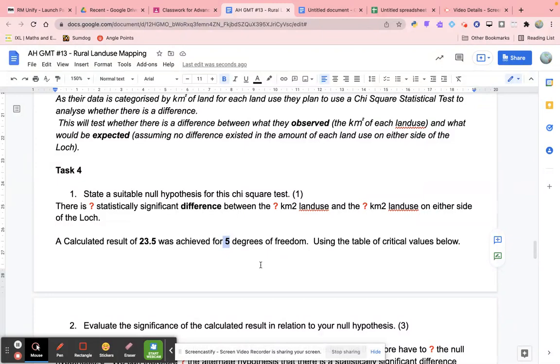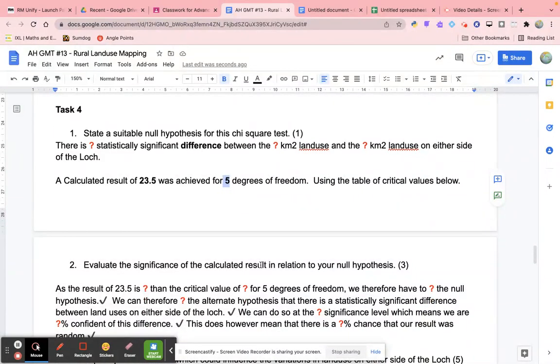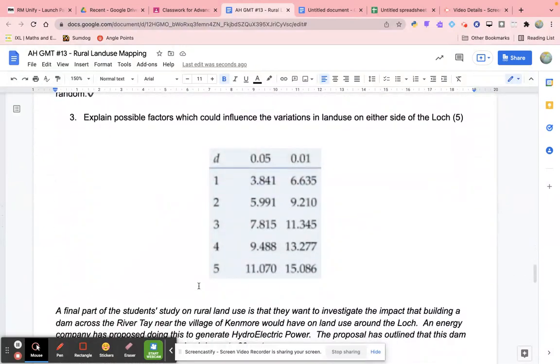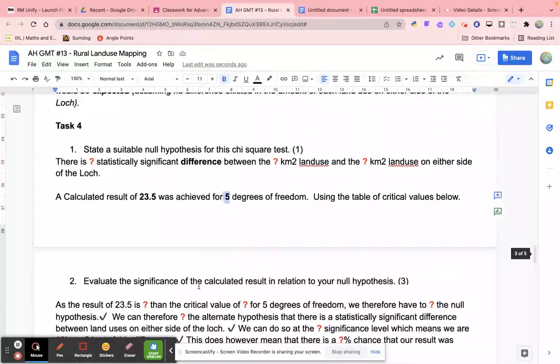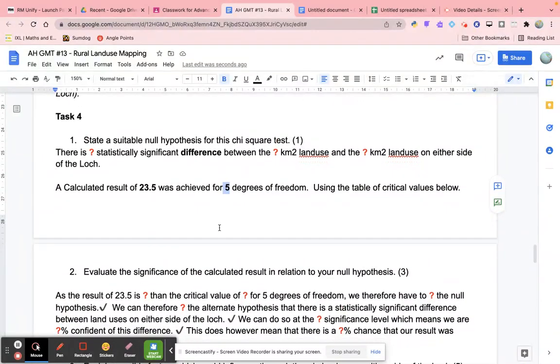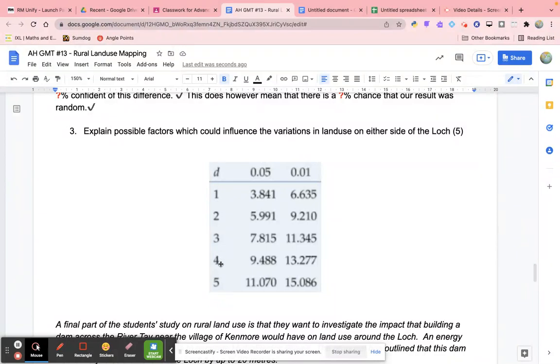Using the table of critical values below, evaluate the significance of the calculated result in relation to your null hypothesis. Right, now, before we go through what the answers are, we would always have a look at the critical values table. And our result, let's just remind ourselves, 23.5 for 5 degrees of freedom. So there's 5 degrees of freedom down to 5. Is it greater than this? Well, 23.5, yes it is. So now is it greater than the 0.01? Yes it is.